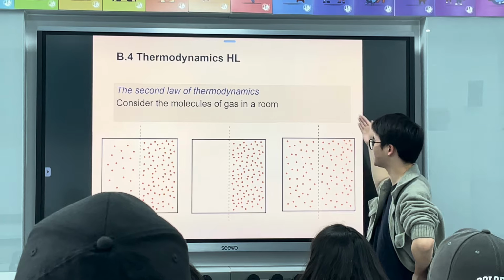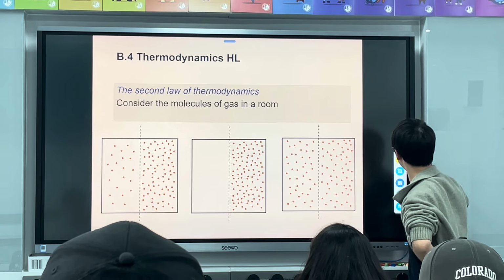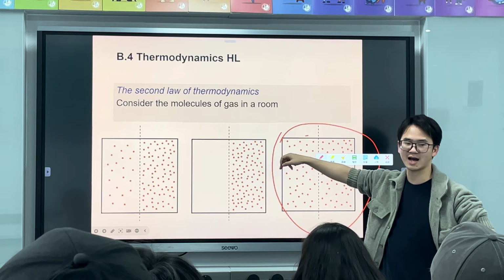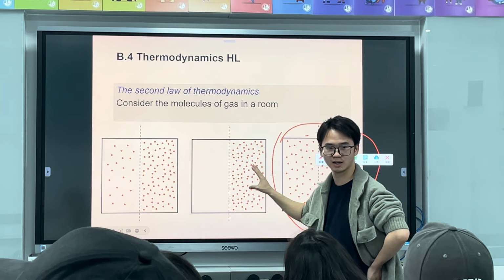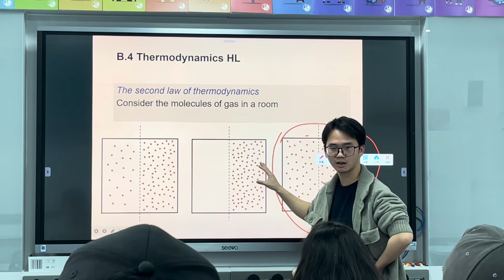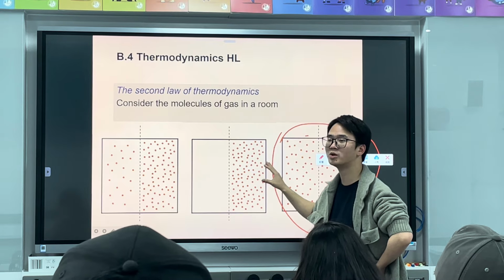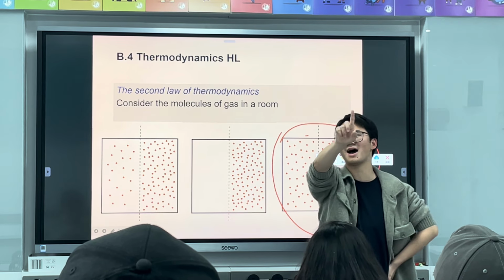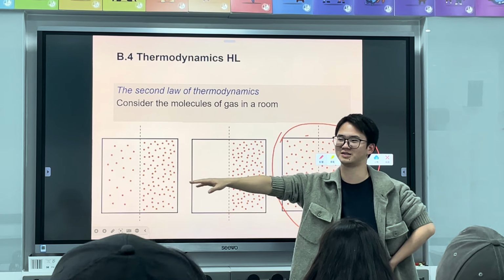So, for example, let's consider the gas molecules in a room, right? So we have this kind of state. This here is the most probable state, right? But what about this one here? Almost impossible. Let's assume that we only have 1 mole of molecule here, which is definitely more than that.